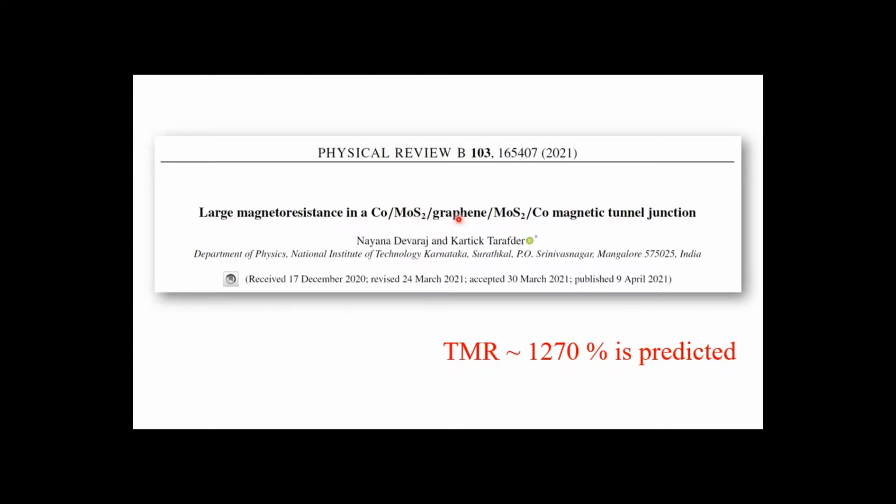So here, firstly, I'm going to present a paper that uses cobalt, molybdenum disulfide, graphene, molybdenum disulfide, and cobalt as the MTJ. And here, they use a computational method to simulate this structure, and they reach a TMR of up to 1,270%. That is predicted.